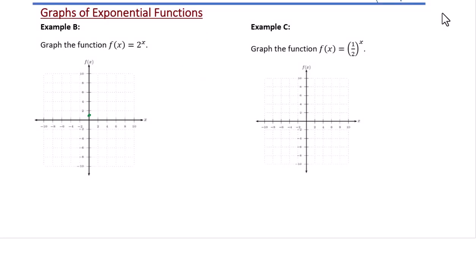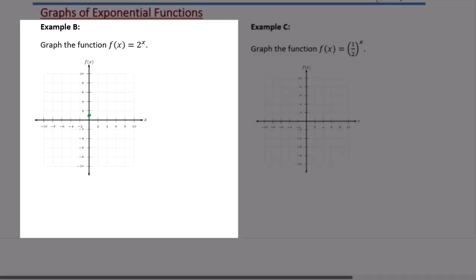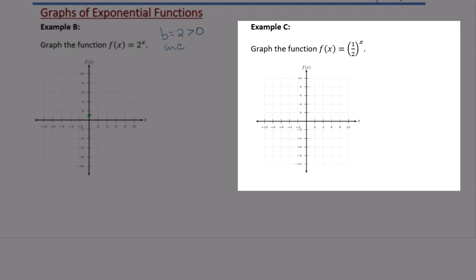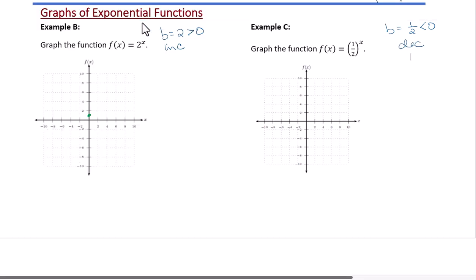Now let's take a look at what the graphs of exponential functions look like. In the example on the left, our b value is 2, which is greater than 1, which means we have an increasing function. And on the right, we have a b value of 1/2, which is less than 1, which means we have a decreasing function. Let's look at the increasing function on the left first.